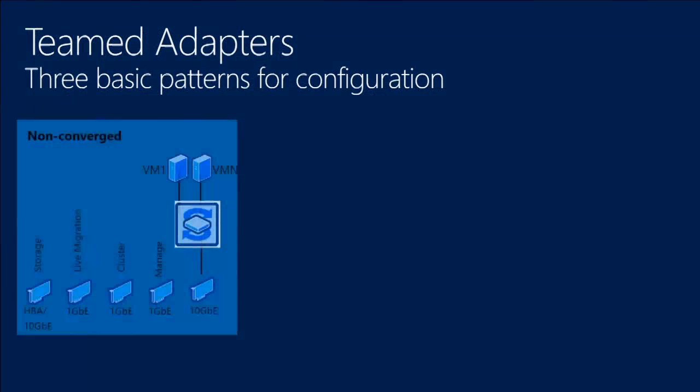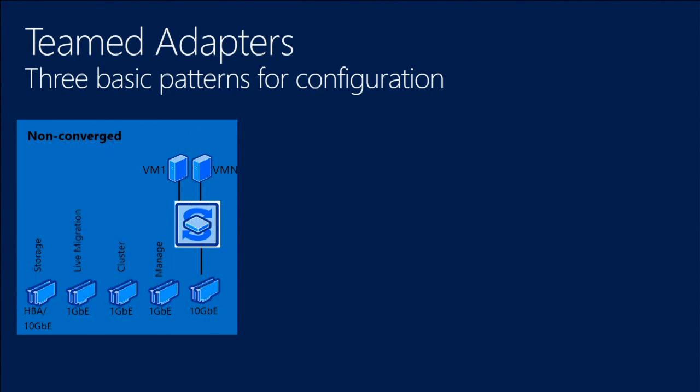So now when you think about these types of adapters, what are the types of ways you can configure your host to use them? Historically, we've seen a non-converged configuration where you have a number of 1 gig adapters that are dedicated to a specific function. You have some that are dedicated to live migration, some that are dedicated to clustering, so that you can apply the necessary quality of services that you need for each of these functions.